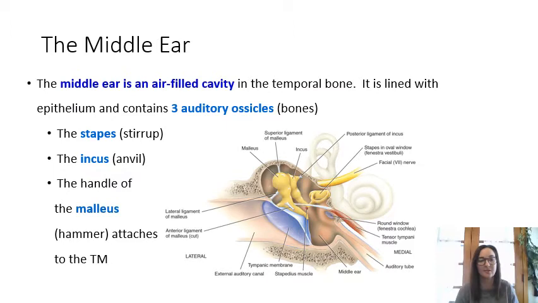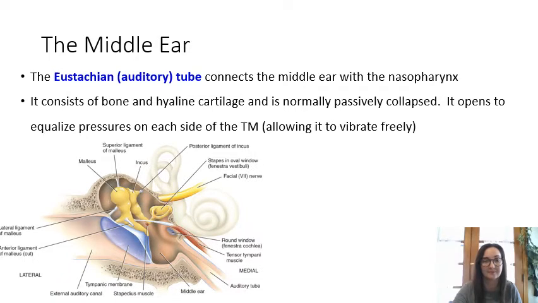All right, so here's a zoomed in view of the middle ear. Here we can see the malleus, the incus, and the stapes, those three ossicles that bridge this air-filled gap between the tympanic membrane and the oval window. And here again, we can see the eustachian tube. The eustachian tube connects the middle ear to the nasopharynx, which is the upper part of your throat.